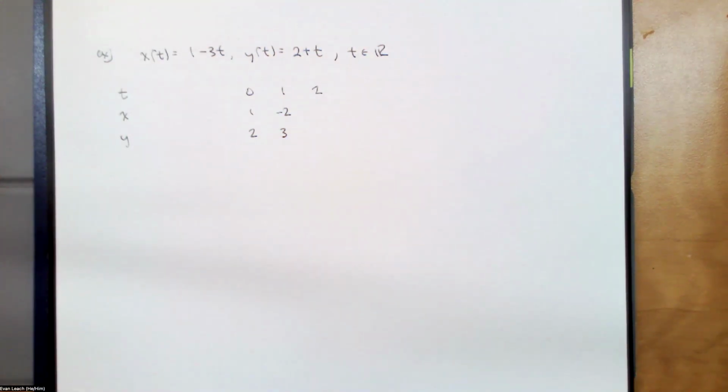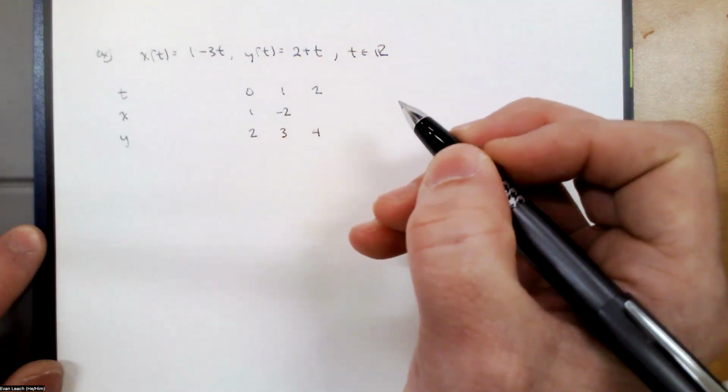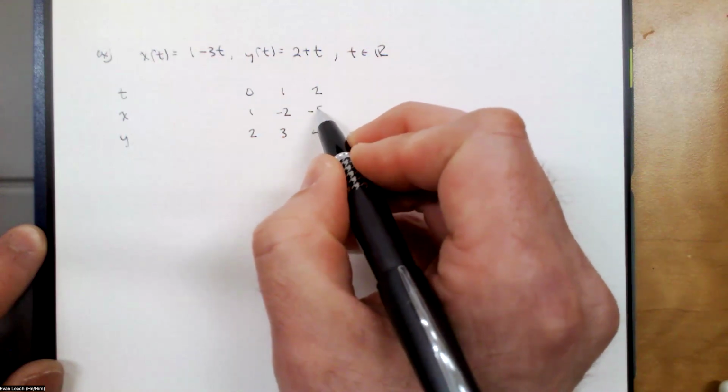If we plug in points, plug in values of t, we start getting a familiar collection of points. When t is equal to 0, we still get 1, 2. When t is equal to 1, we get 1 minus 3, -2, and 2 plus 1, 3. When t is equal to 2, then y is 4, and x decreases by another 3, so -5.